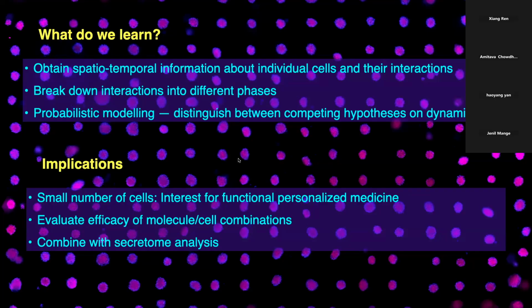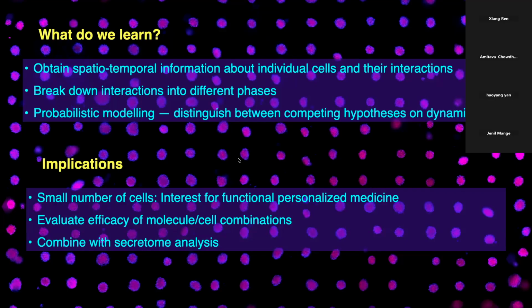What we learned is that from the technological point of view, we can obtain spatiotemporal information about single cells by putting them on a microscope slide inside of droplets. By analyzing these data, we can break down the interactions into different phases. And then what's really useful behind all of this is the probabilistic modeling that allows us to distinguish between different hypotheses, so we can really understand what's happening biologically.